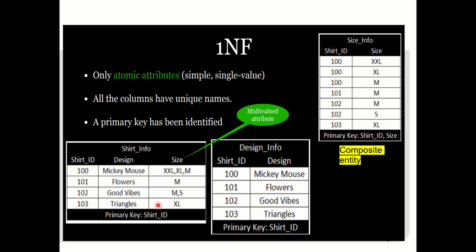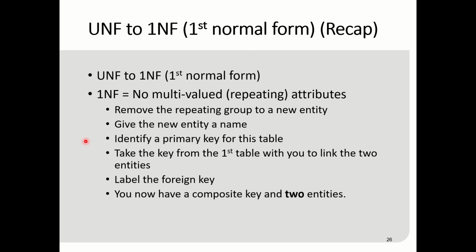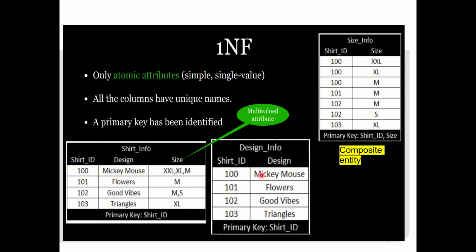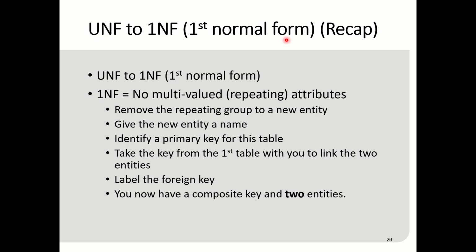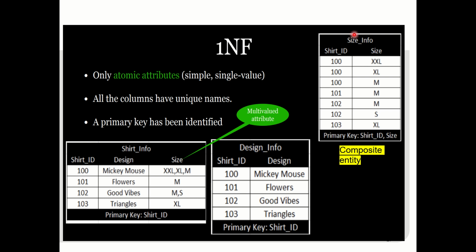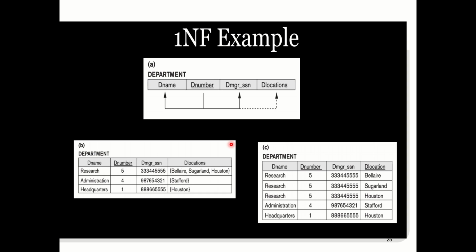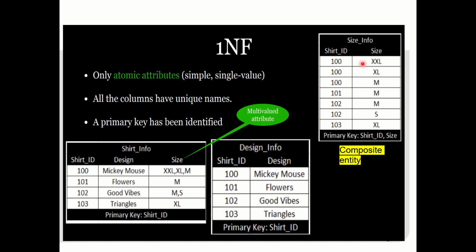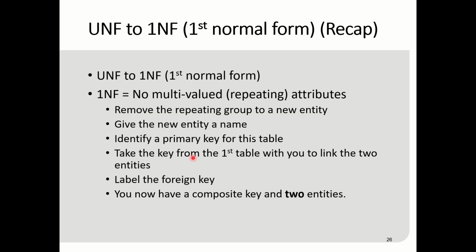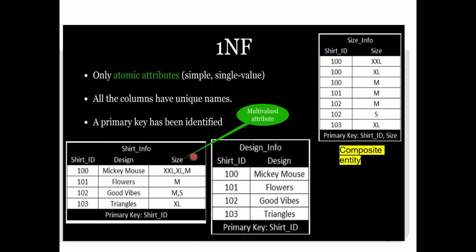You can actually make it into different things. And so see here, this is the one which is basically repeating. Okay, so remove the repeating group into a new entity. So the repeating one is basically size, so we are actually taking the size out. Okay, and just imagine that you're giving the name as size info, and then give the new entity a name, then identify the primary key of the table. Say we are identifying size as the primary key. Now take the key from the first table. So what is it? Key from the first table, that is shirt ID. So you're actually keeping the shirt ID here. Now what you have to do is label it as foreign key. So basically the shirt ID is actually a foreign key to this particular table, right?